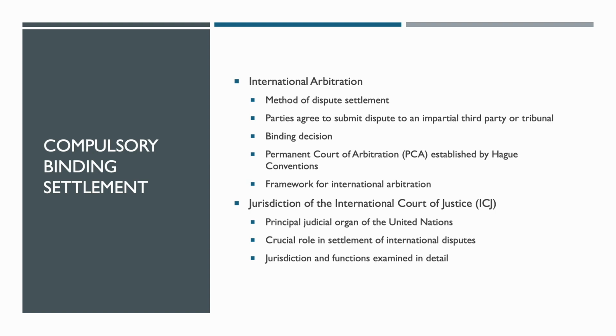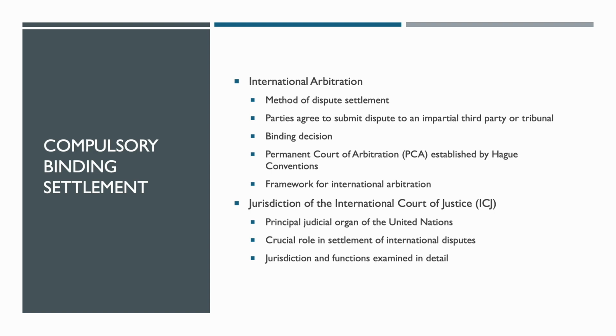Arbitration is a method of dispute settlement where the parties agree to submit their dispute to an impartial third party or tribunal for a binding decision. The Permanent Court of Arbitration (PCA), established by the Hague Conventions for the Pacific Settlement of International Disputes of 1899 and 1907, provides a framework for international arbitration.